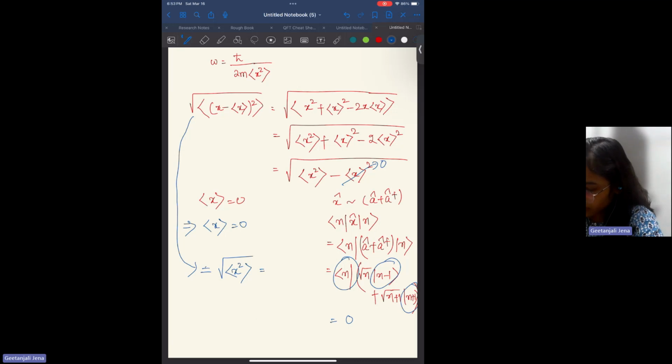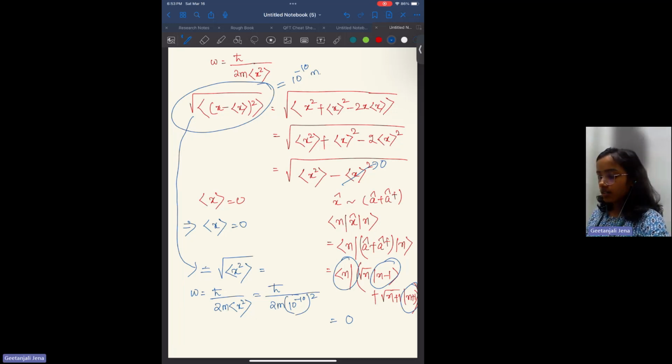So it is given, this one is equal to 10 to the power minus 10 meter. So for omega, what you need to find out? 2m x square, right? So this will be equal to h squared by 2m 10 to the power minus 10 square. This is the expression for omega.